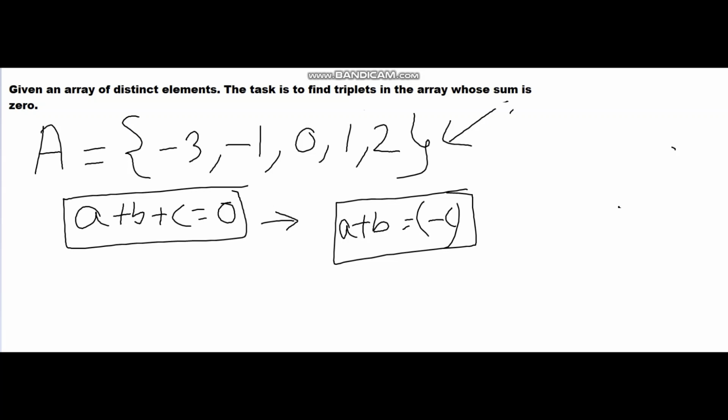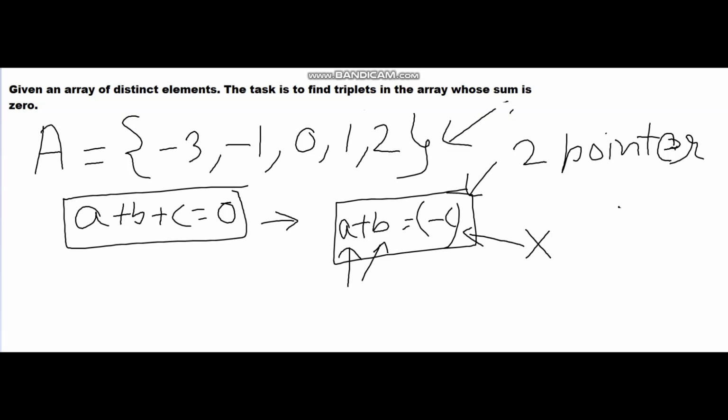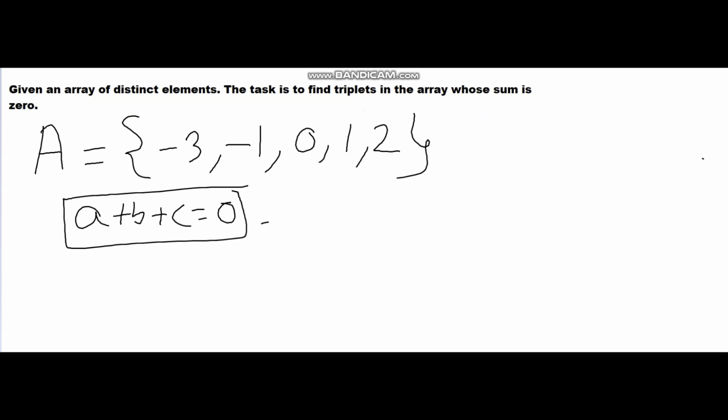If you look at this equation, it will remind you of the two-pointer technique. So what was that actual two-pointer technique? We can use the two-pointer technique when we have to find two integers such that their sum is equal to a number x. Here in this case x is minus c, and a plus b are the two integers. Okay, so this is our array: -3, -1, 0, 1, 2.